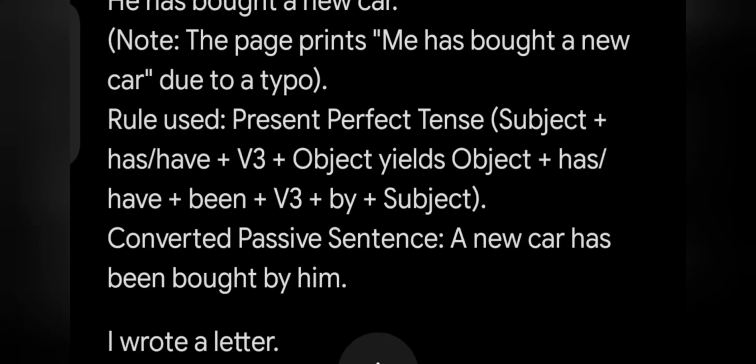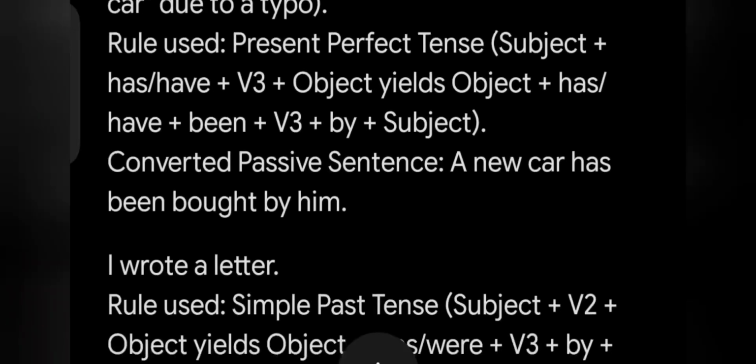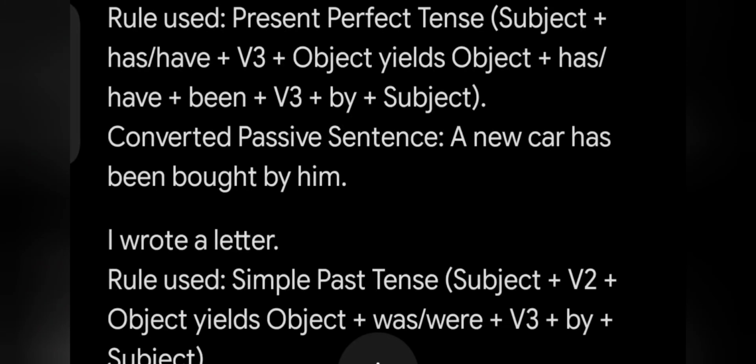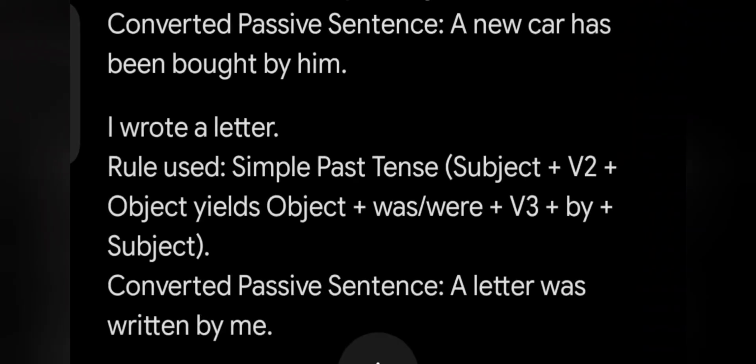He has bought a new car. Note: the page prints "me has bought a new car" due to a typo. Rule used: present perfect tense. Subject plus has/have plus V3 plus object yields object plus has/have plus been plus V3 plus by plus subject. Converted passive sentence: A new car has been bought by him.